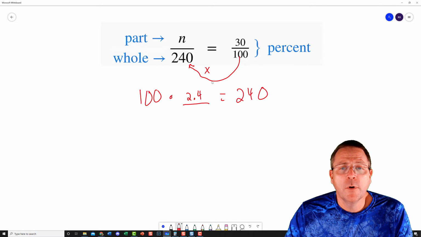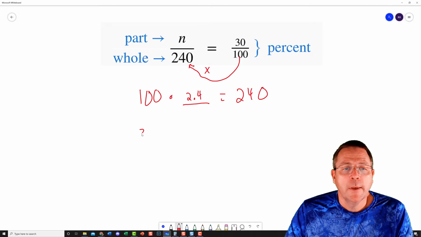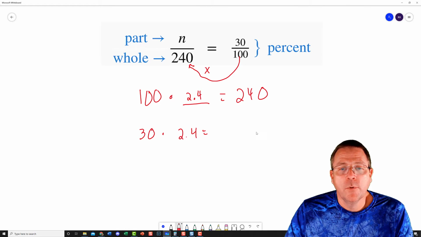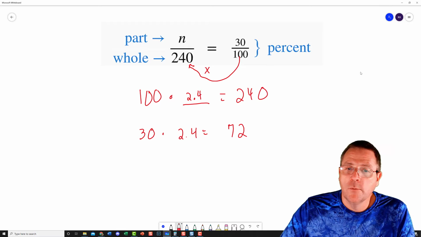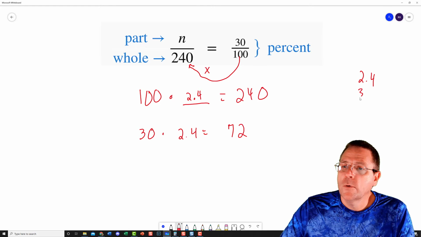It's going to be 2.4, because 100 times 2 is 200, and 100 times 0.4 is going to be 40. From there, we can say that if 100 times 2.4 is 240, then we're going to be using 30 times the same 2.4, and when we do that, we're going to get the same 72. How did I get that answer?